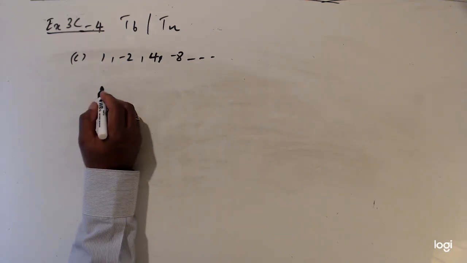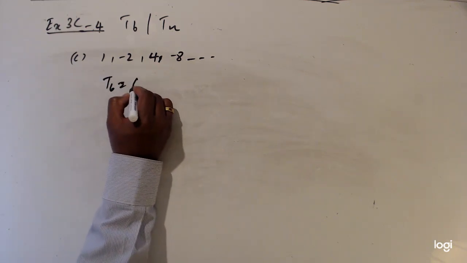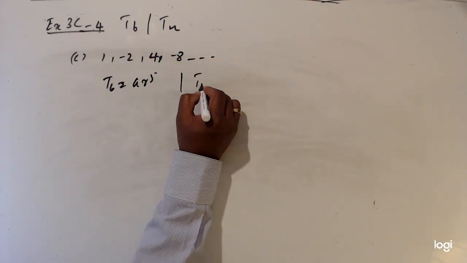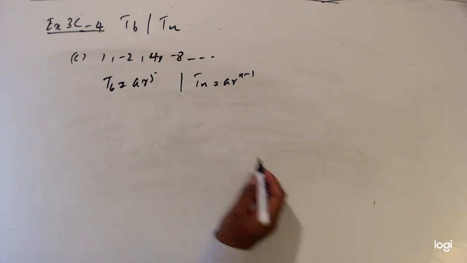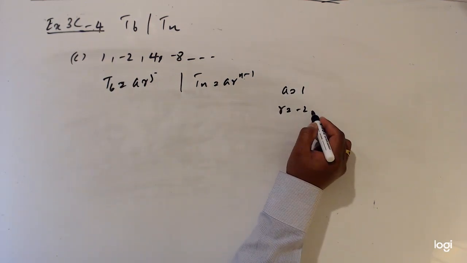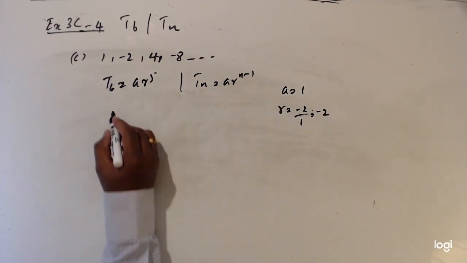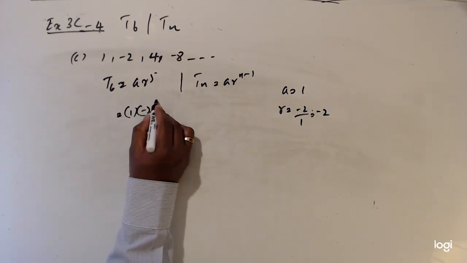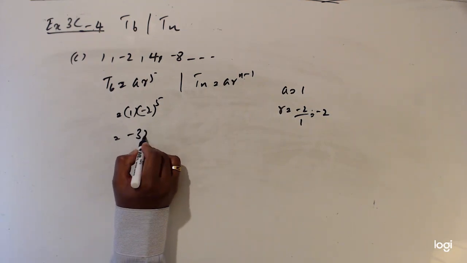This is the sequence. T6 equals AR^5, and the nth term is Tn equals AR^(n-1). The a value is 1, and r is minus 2 over 1, that is minus 2. So this is a1 times (minus 2) to the power 5, which is going to be minus 32.